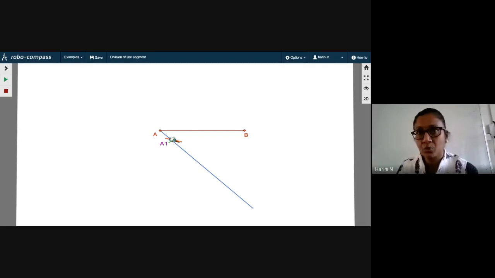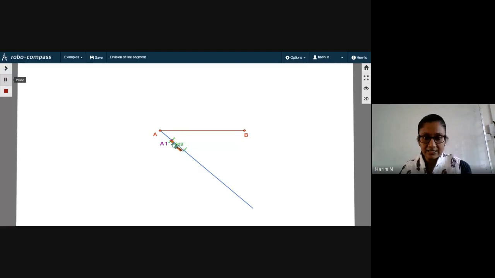Once you have taken a small convenient radius in your compass, with the same radius, you are going to cut 7 arcs on this ray AX. I have not named it. You can name it as AX. All right. So this blue line is where you're going to locate 7 arcs. So I'll just play it further, see how it is marking.